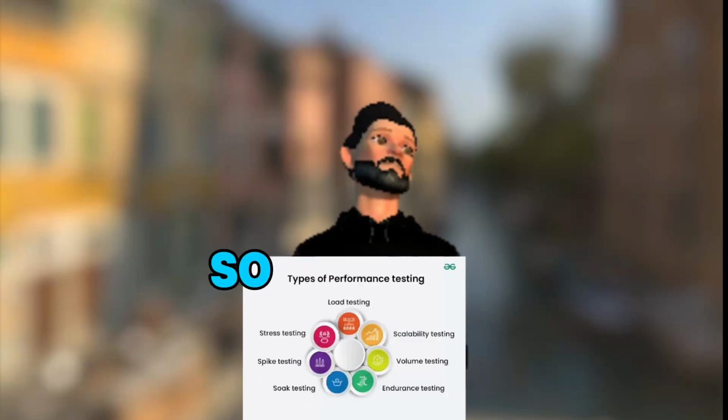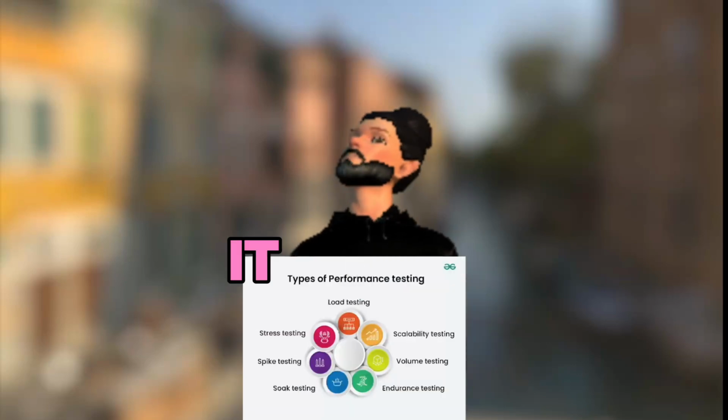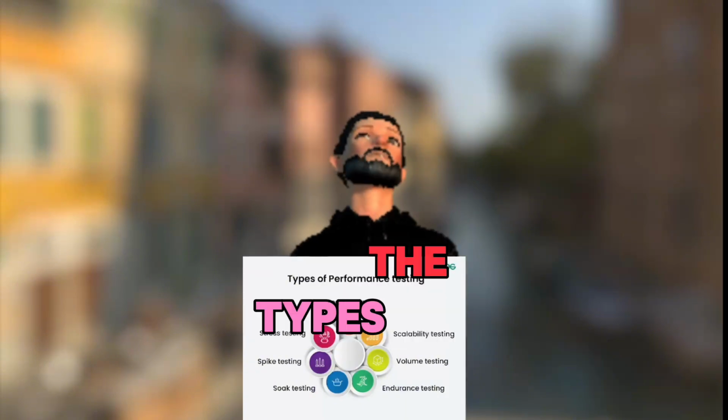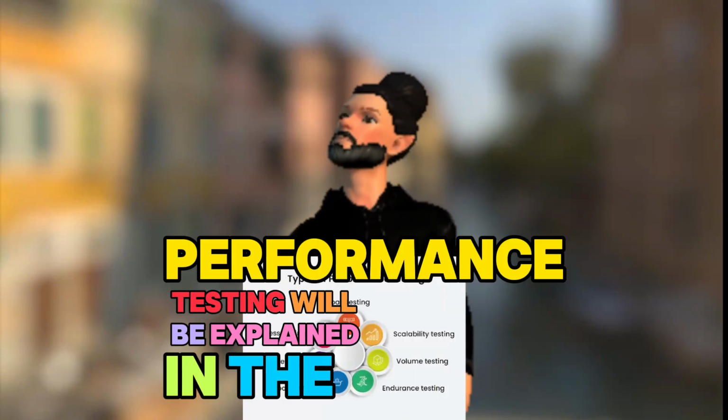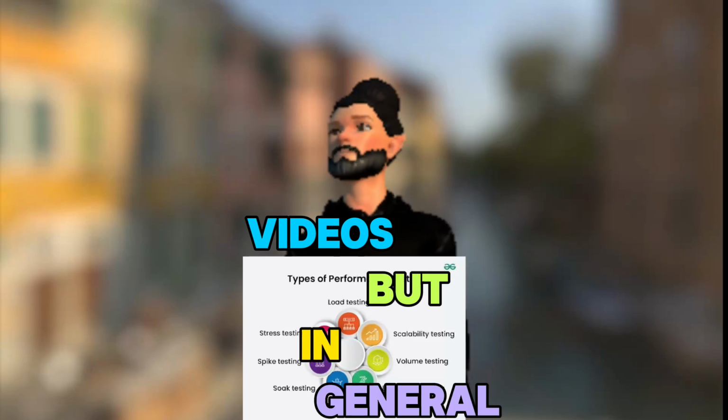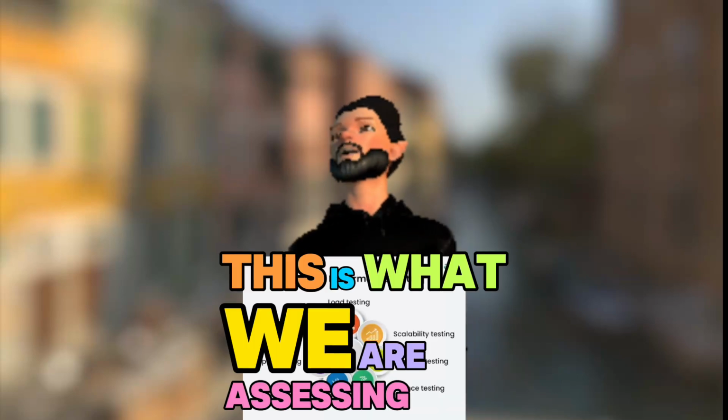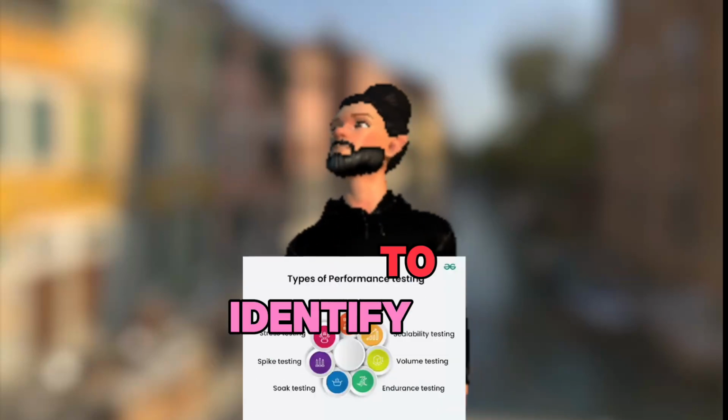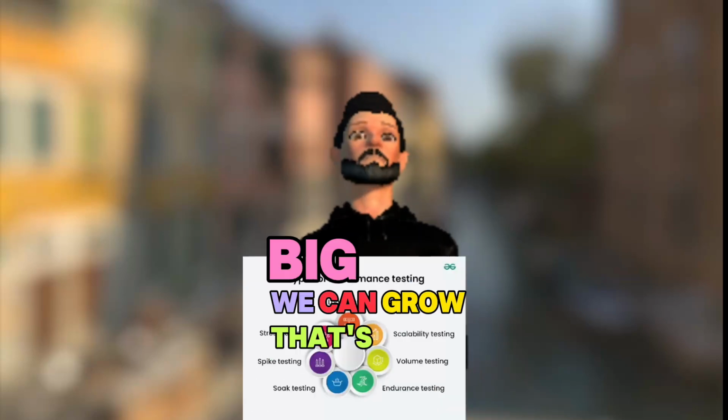So what are all the things we validate? It will be based on what we are validating. The types of performance testing will be explained in the next videos. But in general, this is what we are assessing in a performance test: to identify how big we can grow. That's the basic question.